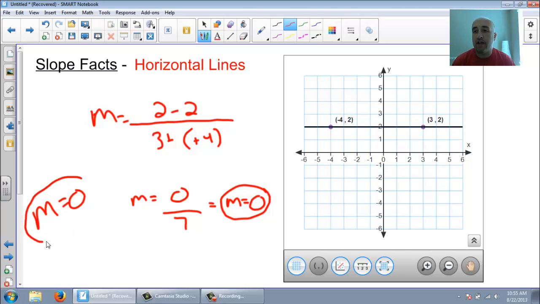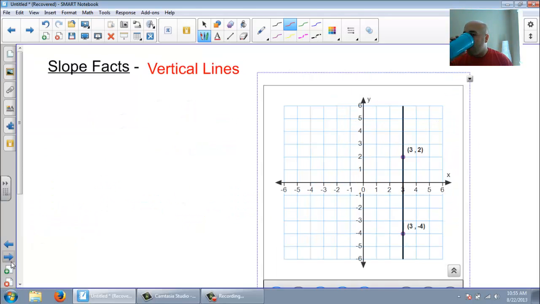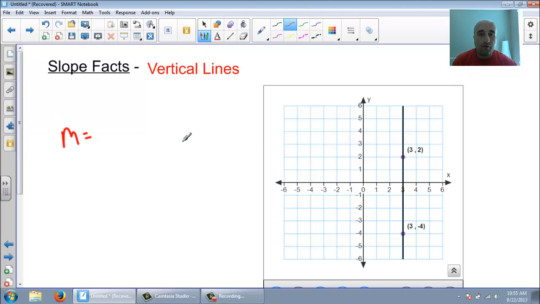Moving on to vertical lines. Okay, we have a vertical line here. It goes through the point 3, 2 and the point 3, -4. So we need to figure out what the slope of vertical lines are. So same thing, slope equals. Let's subtract our x's, or sorry, our y's. 2 minus a -4. Our x's are 3 and 3. So we have 3 minus 3. Minus a minus is plus. So we have 6. 3 minus 3 is 0.